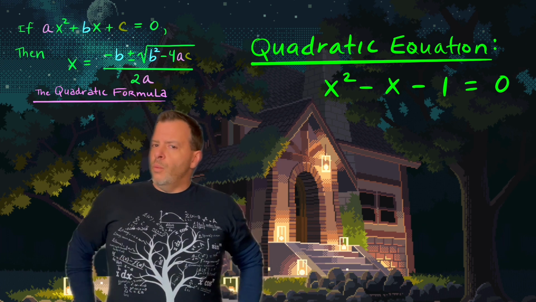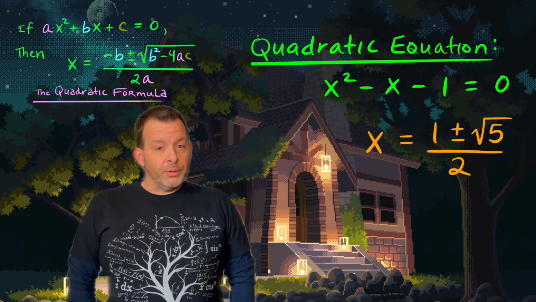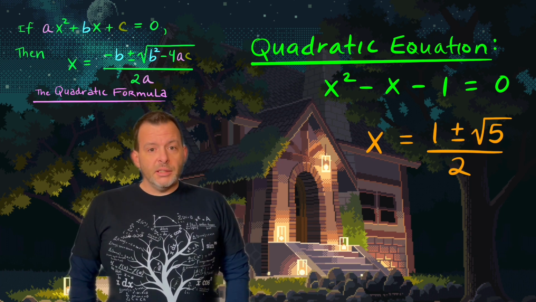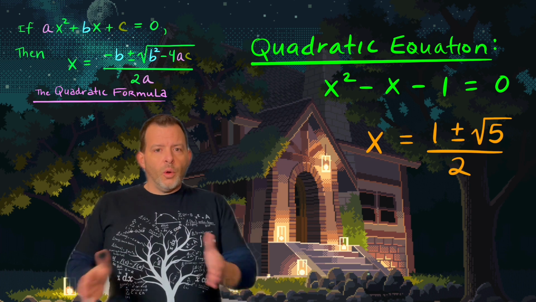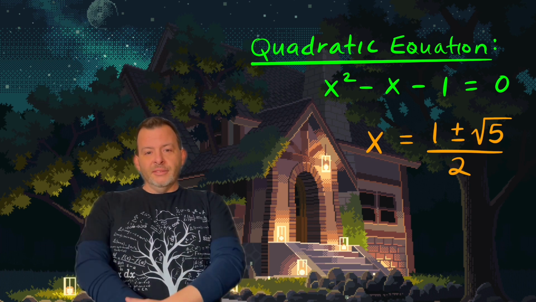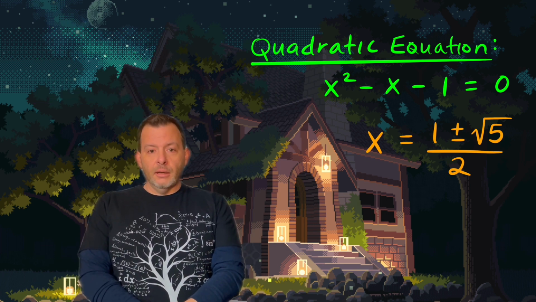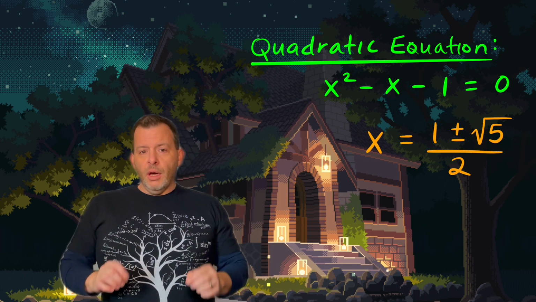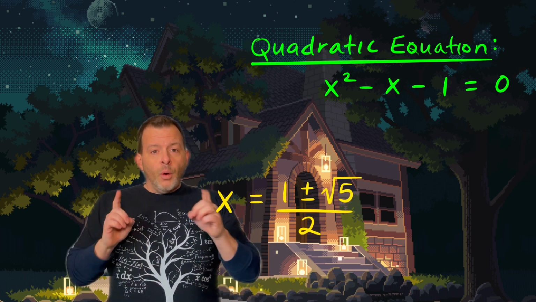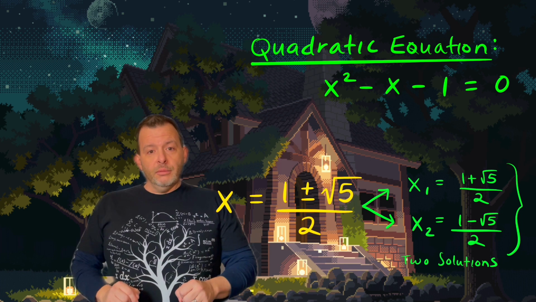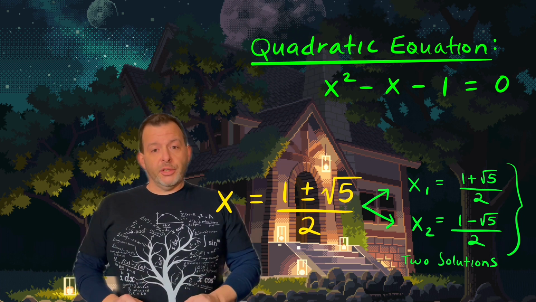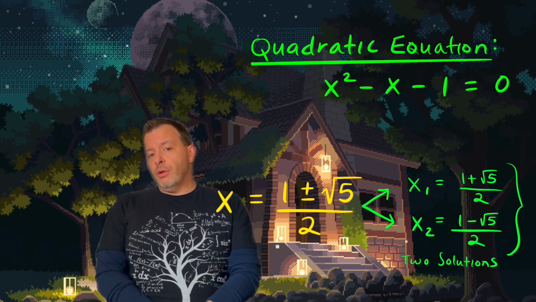That's right, we get x is equal to 1 plus or minus the square root of 5 all over 2. So this value represents two values actually: 1 plus radical 5 over 2 and 1 minus radical 5 over 2. Both irrational real numbers.